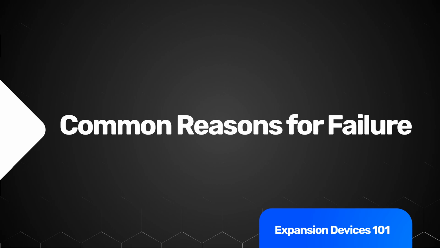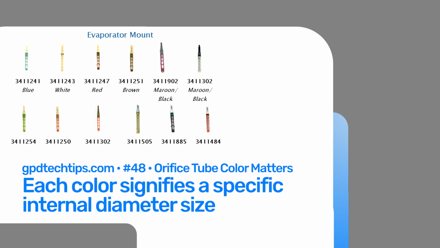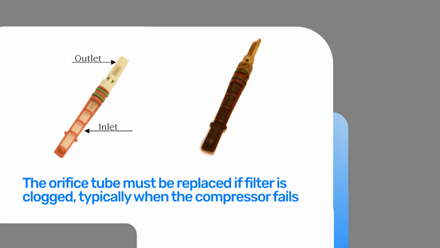Common reason for failure on an orifice tube. Most of the time, since the orifice tube doesn't have any moving parts, it usually won't fail by itself. There is a filter on it, a very fine screen, and any debris in the system, anything that comes out of the compressor when you have a compressor failure will be stuck in the screen of that orifice tube, and so it just needs to be replaced.